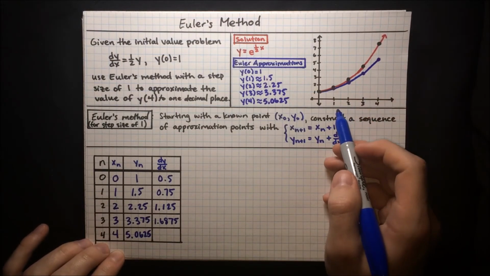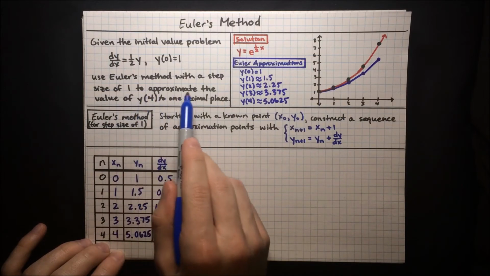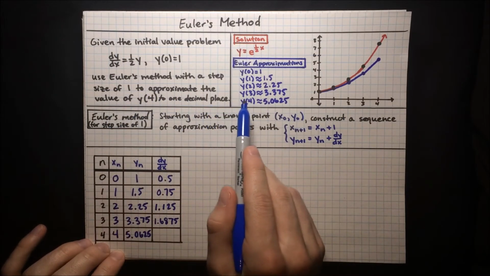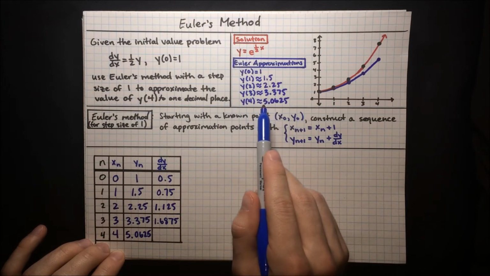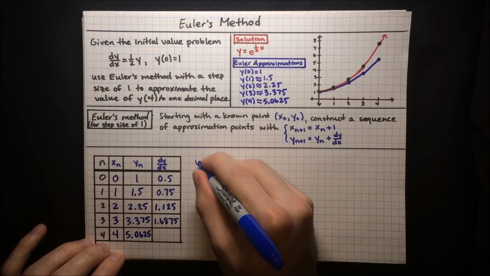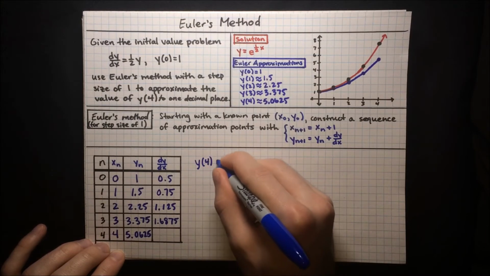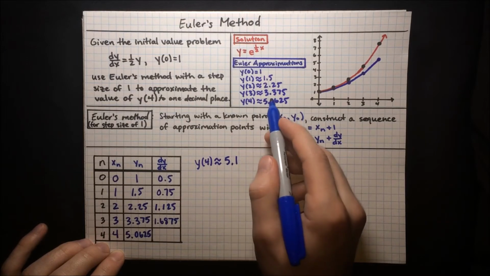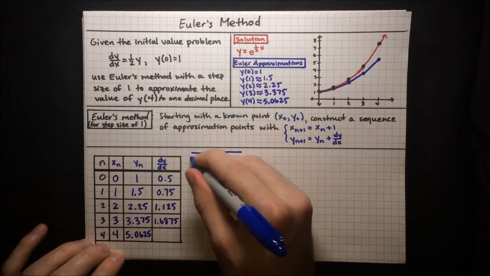Okay, so now we're ready to answer the final question. Approximate the value of y4 to one decimal place. So our approximation was y is roughly 5.0625. So our takeaway here is that y of 4 is roughly equal to 5.1 if we're just rounding to one decimal place. There we go.